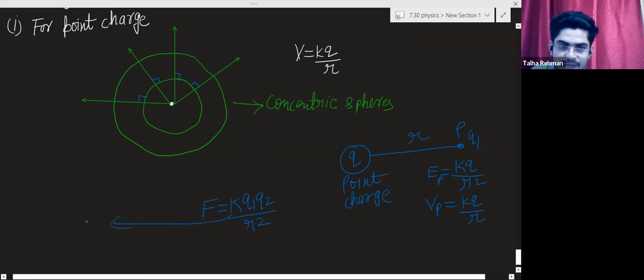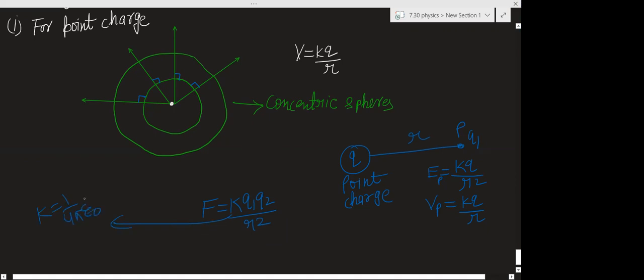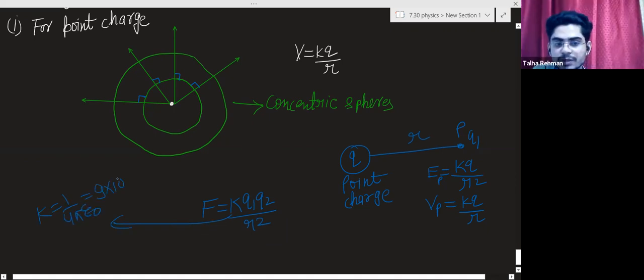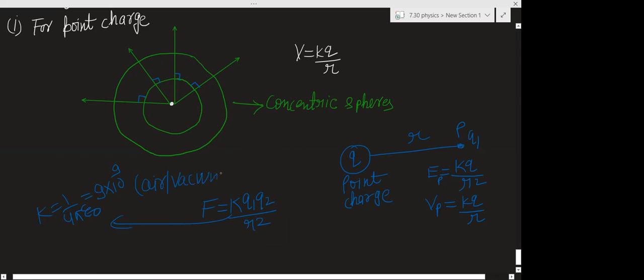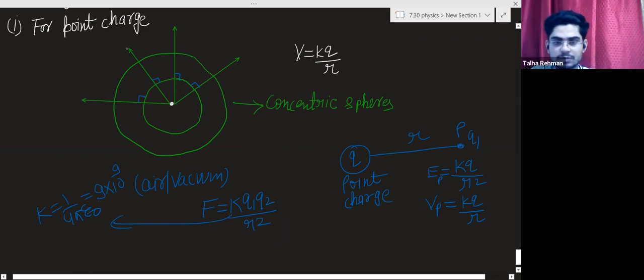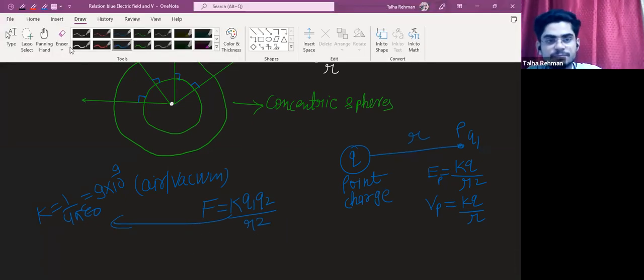You can write the value of K is equal to 1 upon 4 pi epsilon naught, which is 9 into 10 raised to the power 9. This is only for air or vacuum. Okay, so yes, sir, I told the answer. Okay, no problem. That is fine. Means you have studied. Please try to revise your notes.